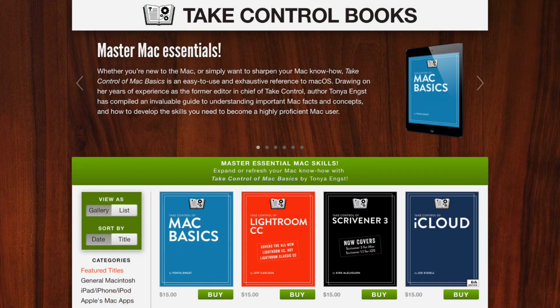So how much is the book? Well, you've already described who it's for, so we know that. But how much is the book? And of course, you can get it at takecontrolbooks.com. The book is $15. If you are a TidBITS member, you should be sure to take advantage of your 30% off discount on all Take Control books.